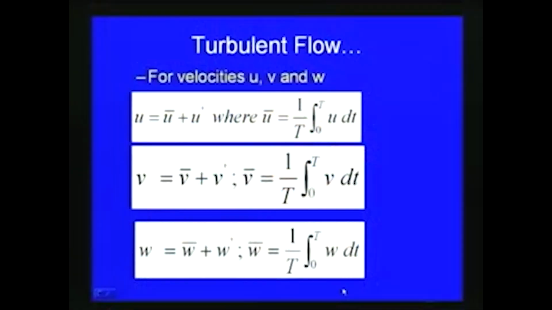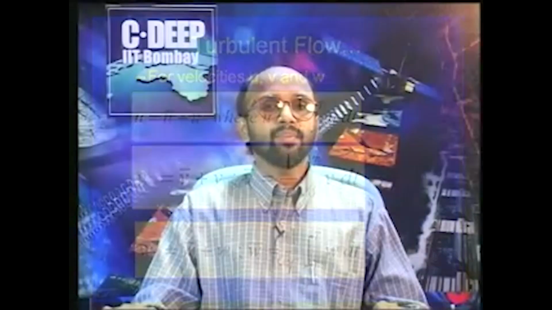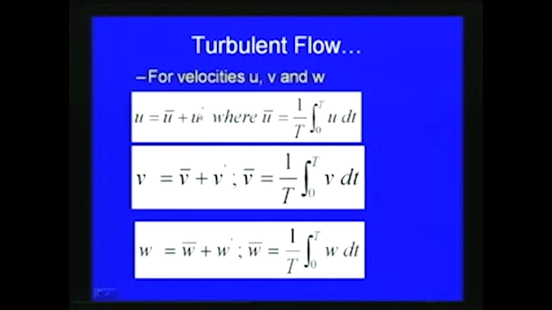Now, as I mentioned, the velocities in 3 dimensions, u, v, w, can be expressed thus: u is equal to a mean value u bar plus u dash, where u dash is the fluctuating component and u bar is the mean velocity component. We can write u bar equal to 1 by T integral 0 to T u dt, T is the time. And then v, the velocity in y direction, we can write v bar plus v dash, where v bar is equal to 1 by T integral 0 to T v dt, and w is equal to w bar plus w dash, w bar is equal to 1 by T integral 0 to T w dt.